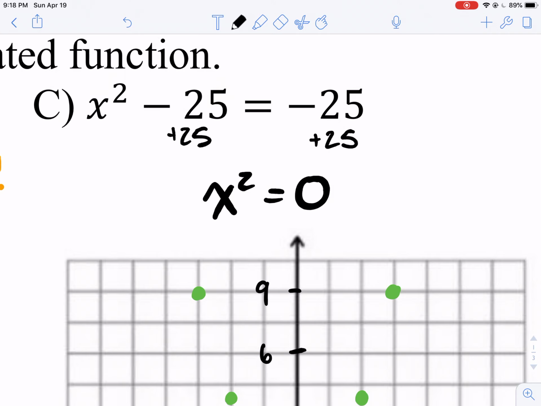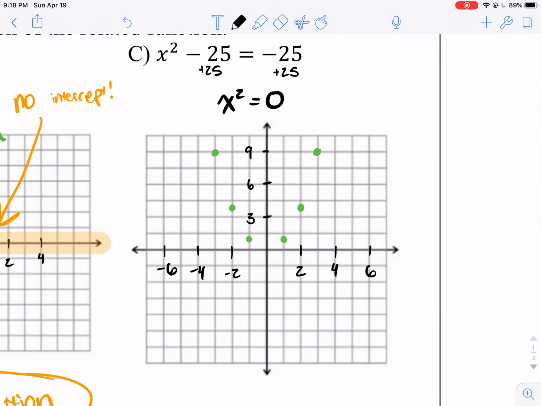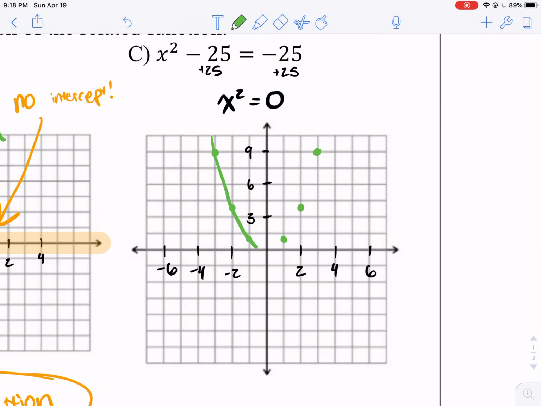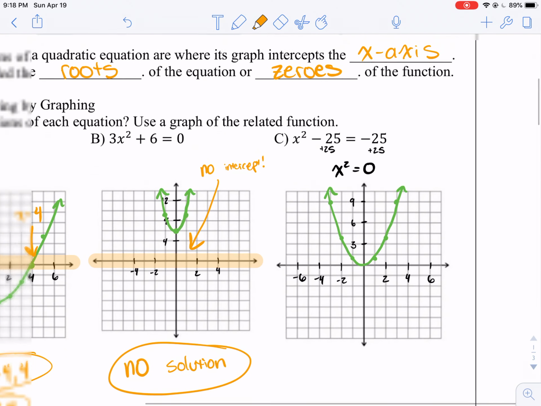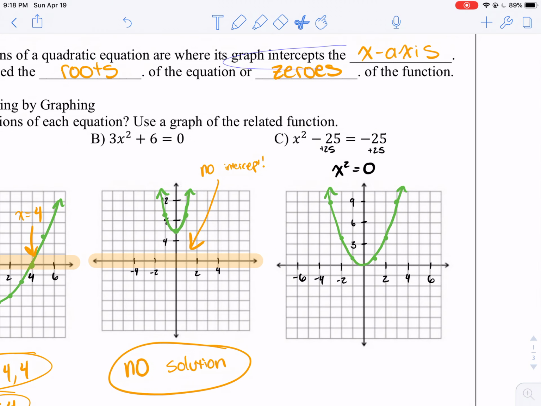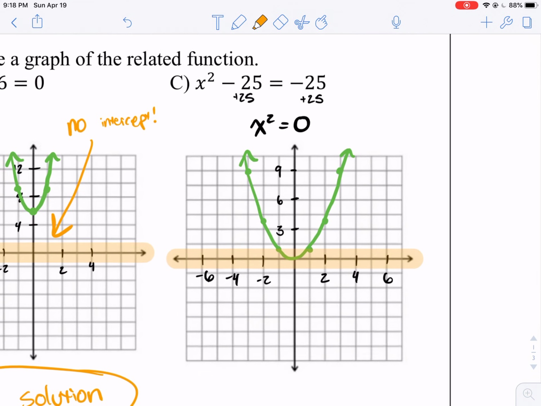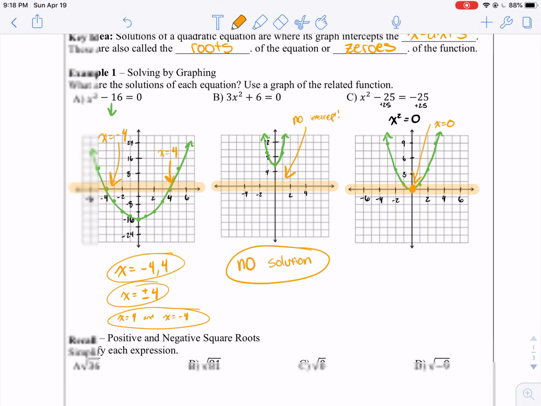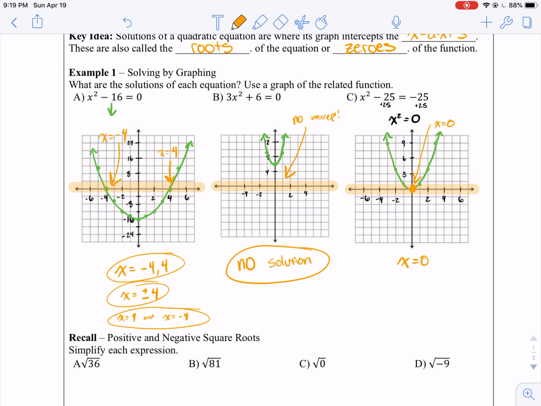This is our parent function. Just a plain old x squared is super easy to graph. We've got a vertex at 0, 0, and then a standard parabola. Awesome. Now again, we want to find the zeros, the solutions, the roots at the x-intercept. So we're going to find where our graph intercepts the x-axis. There is one point. It is this point right here. That's when x equals 0. Awesome. So our one solution is x equals 0.